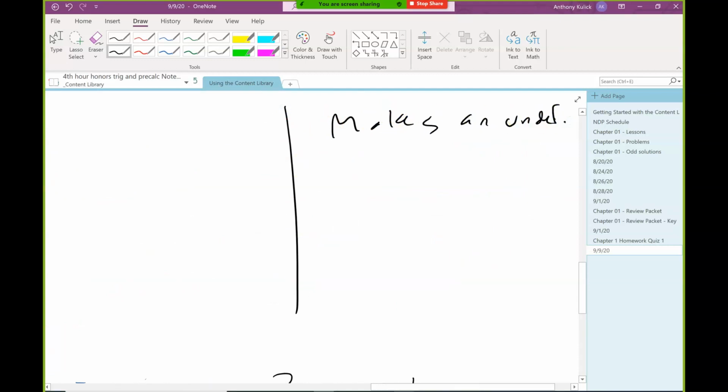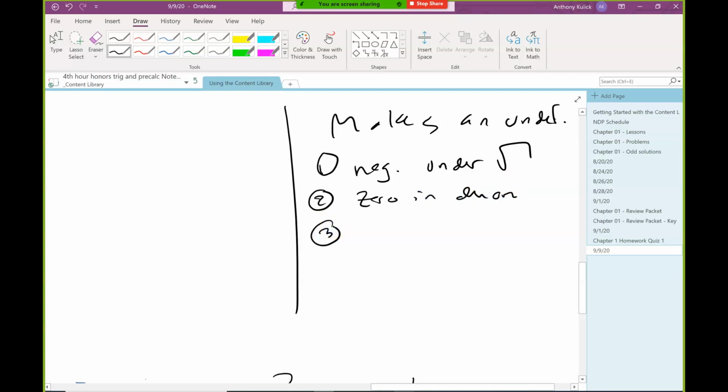So let's make a list of things that can create an undefined function that we know about to this point in our mathematics. Okay? So we have a negative under a root, or any even root. We can have 0 in the denominator. There's one other thing that you guys would have seen last year that can make something go undefined. What other function did you use last year that had a vertical asymptote in it?